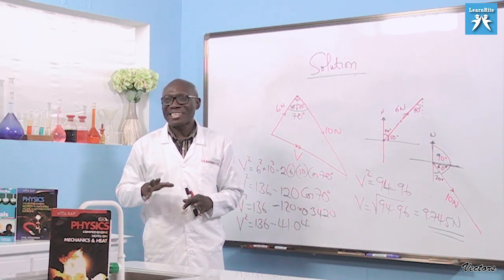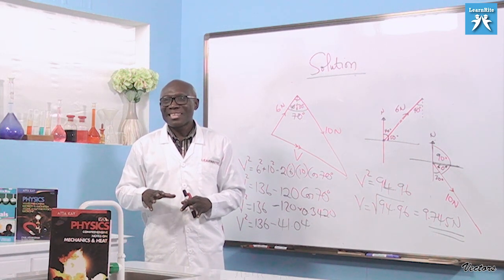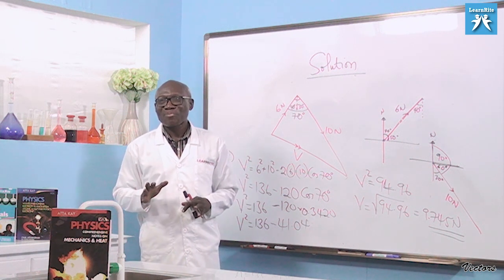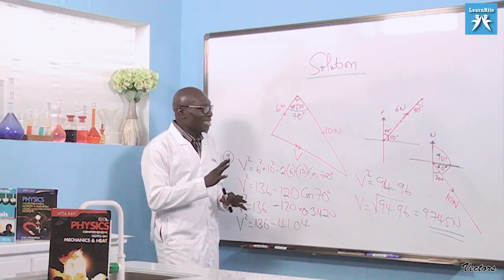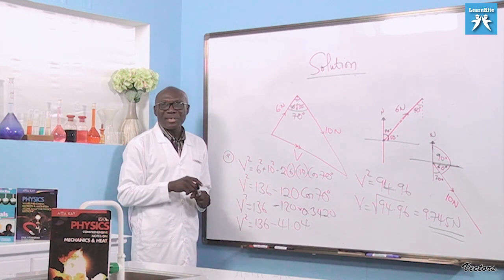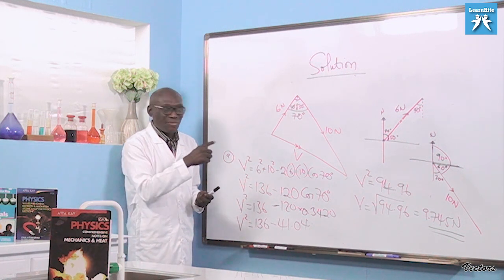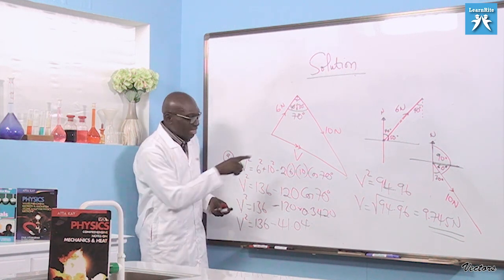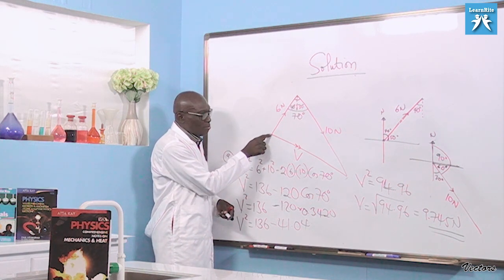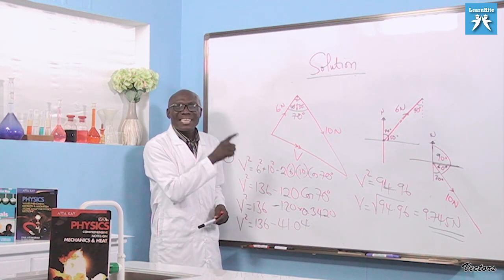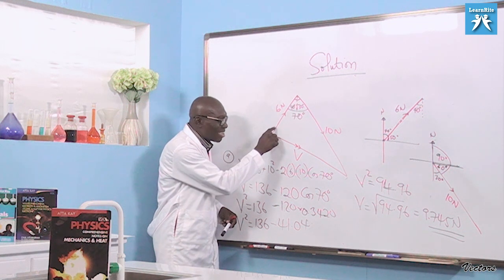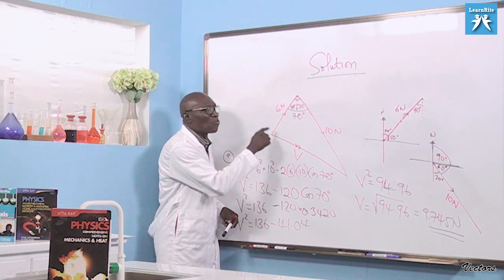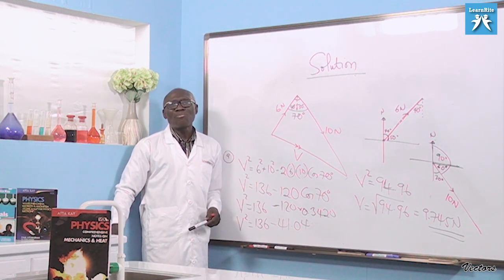Then the B part of the question is asking us to find the direction of the vector. So interesting. Watch this carefully. We want the direction. This is the vector. The vector starts from here. And to find the direction, we need the angle here where the vector is starting. We need that angle. Very important.